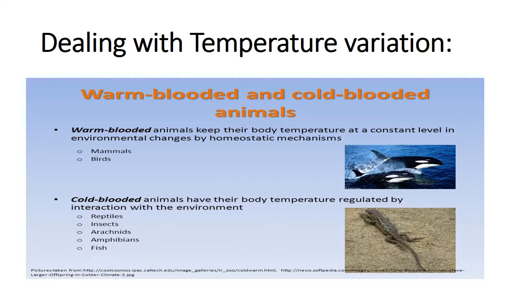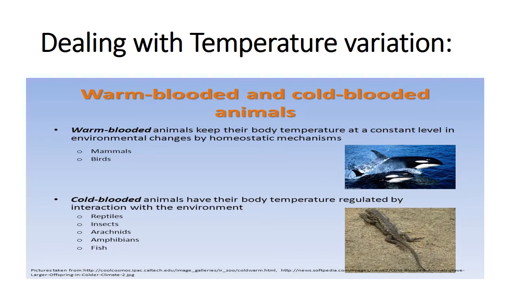Dealing with temperature variation. Variations basically mean change. So whenever there is a change in temperature, the animals or the plants that live in that temperature have certain changes in their body and they maintain their body temperature. There are two types of animals: warm-blooded animals and cold-blooded animals. Warm-blooded animals are those that keep their body temperature constant. They don't change their body temperature according to their environment, their surrounding. Some examples of warm-blooded animals are mammals and birds.